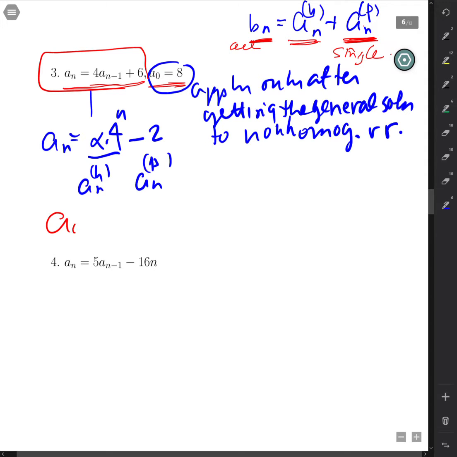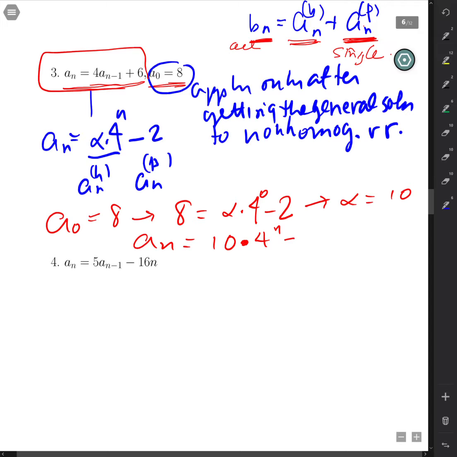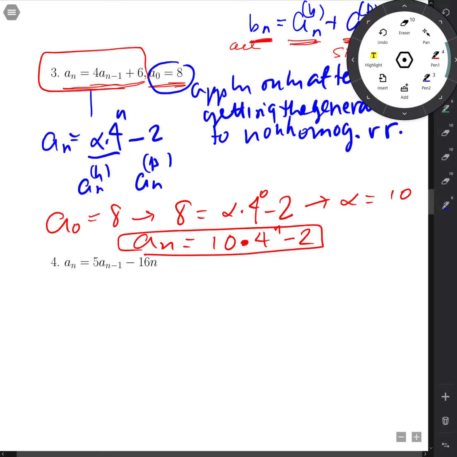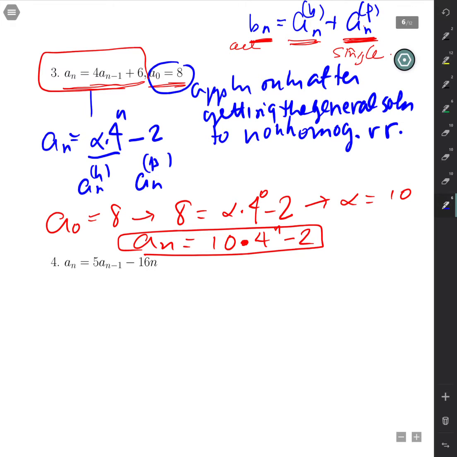We have a_0 equal to 8, which gives us 8 equals alpha times 4 to the 0 minus 2, and solving that gives us alpha equal to 10. So now we have the solution a_n equals 10 times 4 to the n minus 2. That's not too big a deal, but you do have to wait until you get the general solution of the non-homogeneous equation before you complete it.